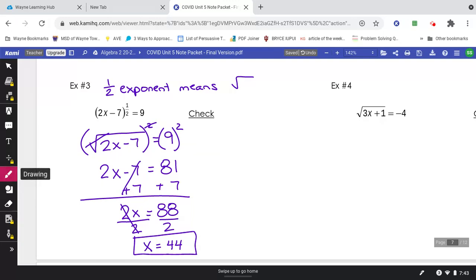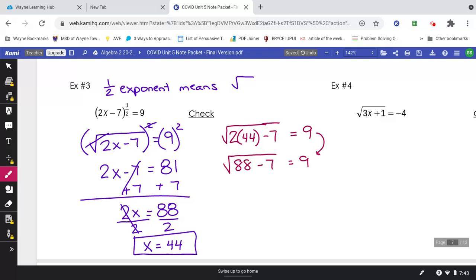Now, because this was a square root problem, we do have to check it. So we can check it in the problem as long as it still has the square root in it. 2 times 44 minus 7. And we want to make sure that equals 9. Two times 44 is 88. Drop down the 9. 88 minus 7 is 81. Drop down the 9. The square root of 81 is 9. 9 equals 9, which means that this answer is correct.